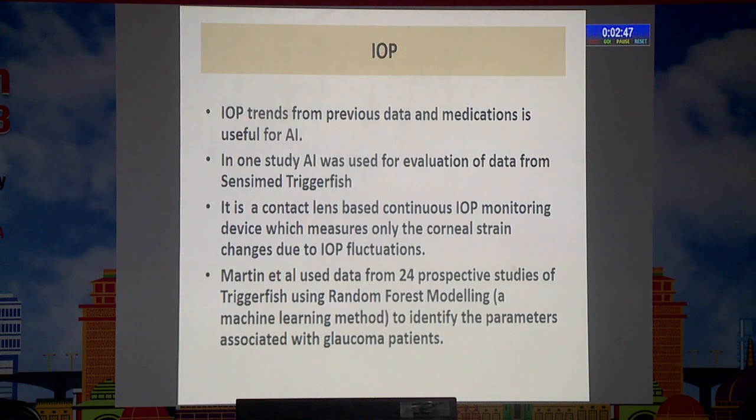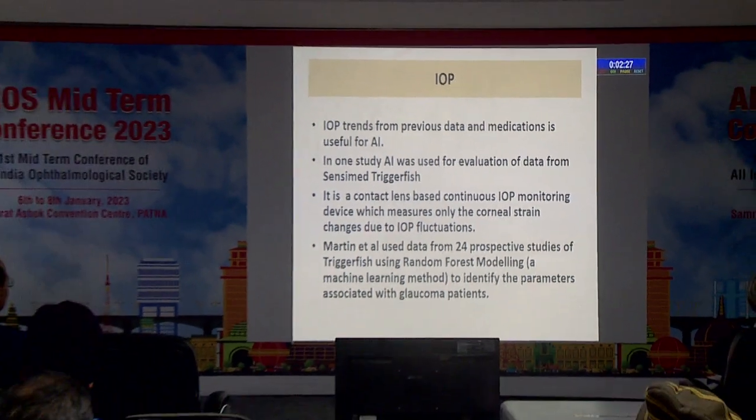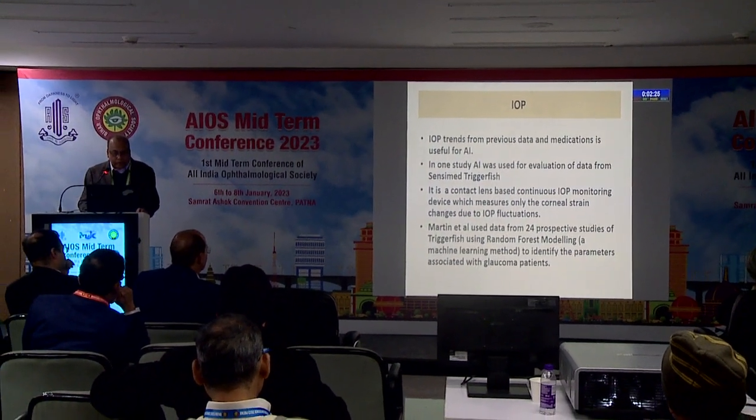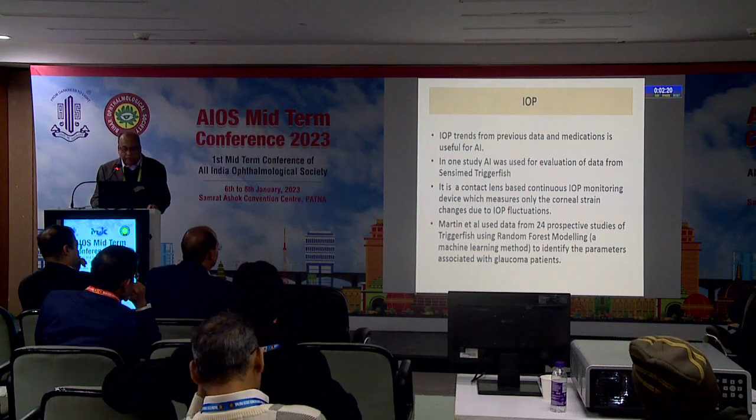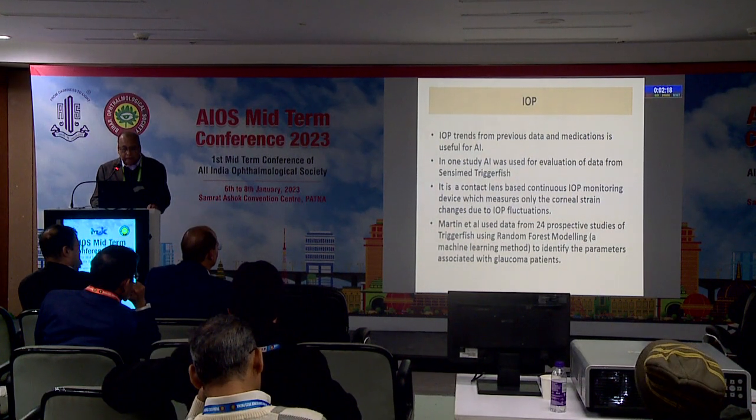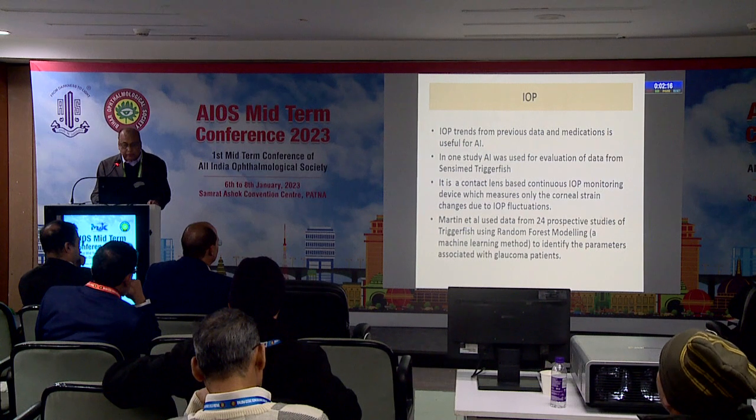Coming to the basic factors we take into consideration for glaucoma diagnosis: the intraocular pressure, the IOP trends from previous data, and medication are useful for artificial intelligence. In one study, artificial intelligence was used to evaluate a large pool of data using a sigmoid trigger fish. And Martin et al. used this data from 24 prospective studies of trigger fish using random forest modeling, a machine learning method, to identify the parameters associated with glaucoma patients.